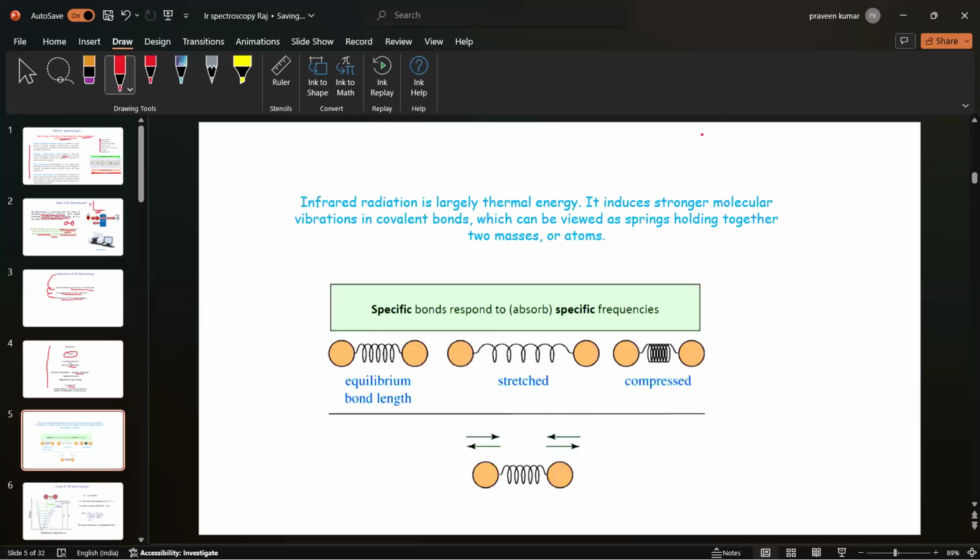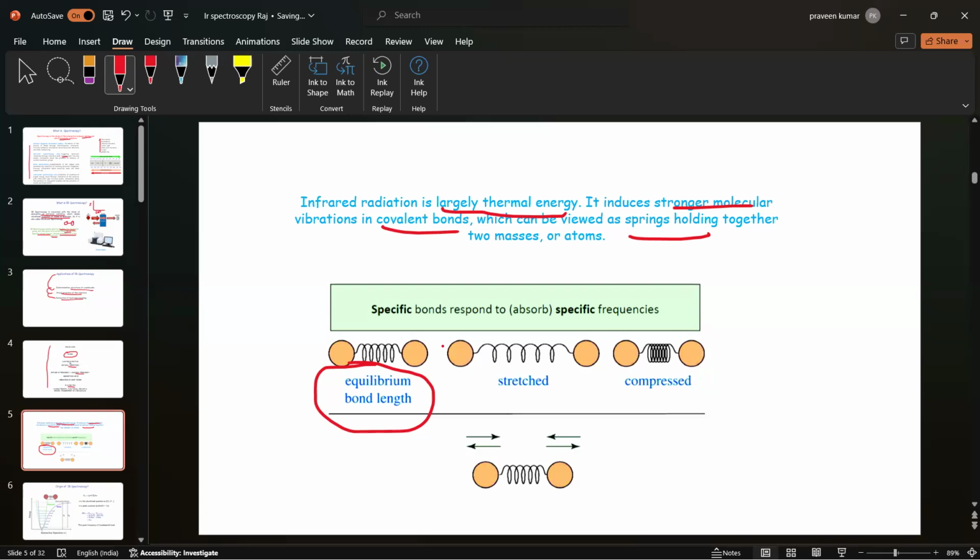So infrared radiation is largely thermal energy, and it induces strong molecular vibrations in the covalent bond, which can be viewed as a spring holding the molecule together. So basically, this is the equilibrium. Every bond has a specific stretching or vibrational frequency. No two molecules have the same vibrational frequency. So whenever IR radiation of that frequency falls on a compound, it leads to a change in the vibrations, which leads to bond length or bond angle changes.